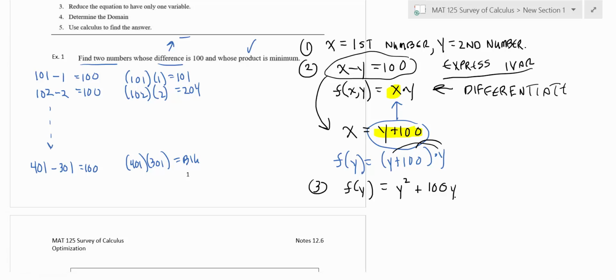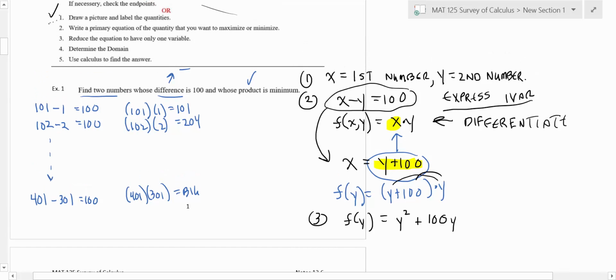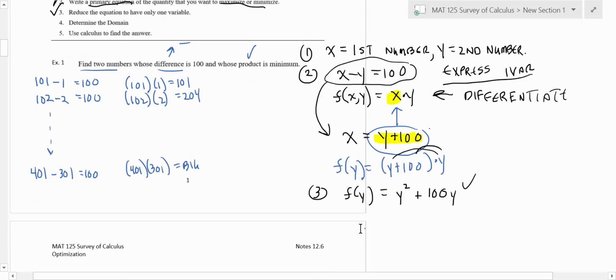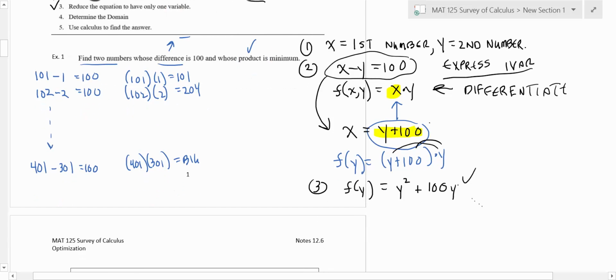So we're now going to get into finding critical numbers, and I'm following the directions. I've got a primary equation, which is x minus y is 100. Then I've got the function, which is this. When you go to this step, you want to get one variable. We've done that. Now, the domain is all real numbers. This problem didn't say that you had to have only positive numbers, so it can be anything. Step 4 is you want to use calculus to find the answer. So the next thing we want to do is f prime of y. That's 2y plus 100. You're going to find critical numbers.